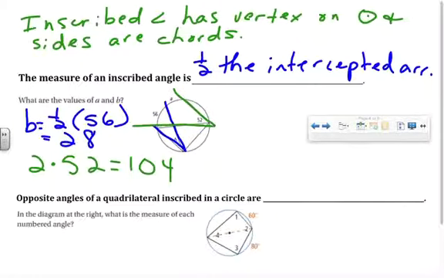Understand what I just found though. This is the 52. It's eating this 104-degree arc. How am I going to use that information to find the measure of A? Subtract the 56. Yes. So A is 104 minus 56, which is 48.